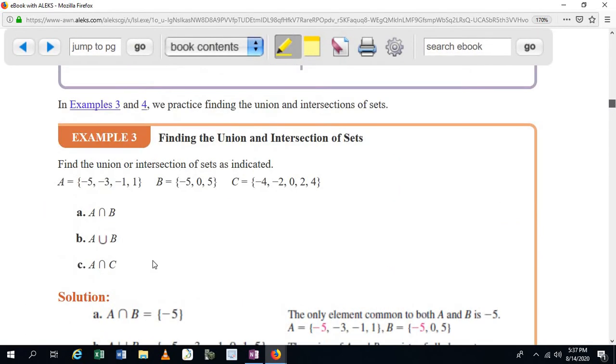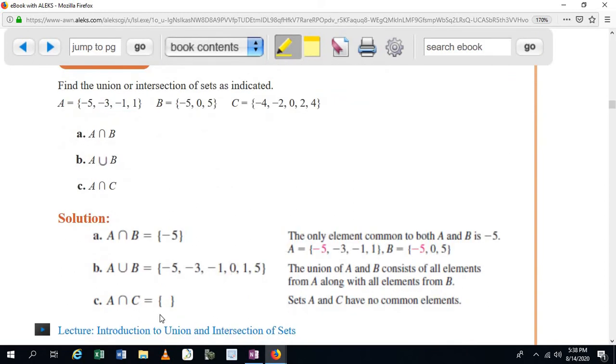Okay, and now A intersect C. So this set and this set. So what do they have in common? Well, see, -5, no. -3, no. -1, no. 1, no. So it looks like they have nothing in common. So that would be the empty set. And so one way of denoting the empty set is to write it like that. But you can also use a 0 with a line through it.